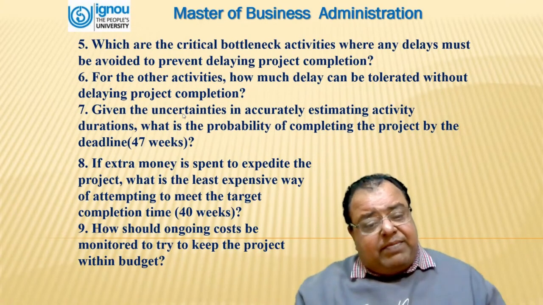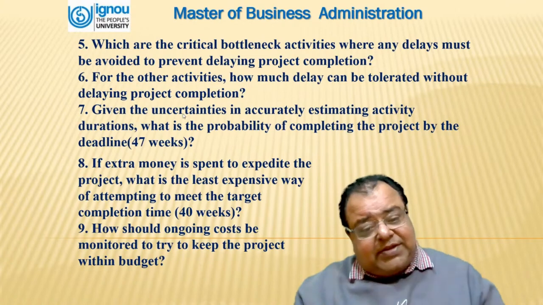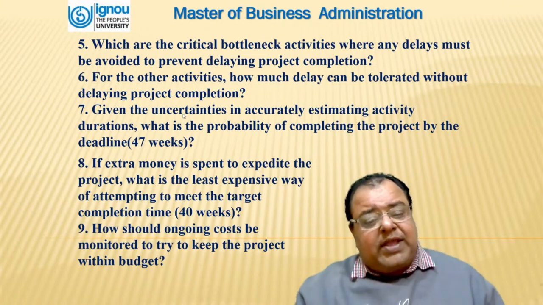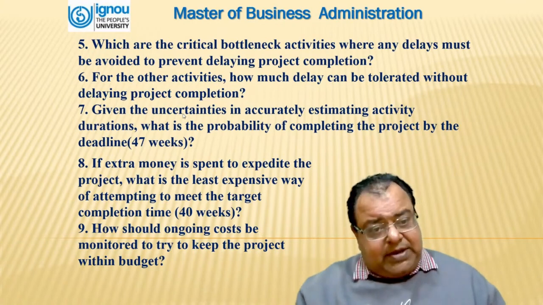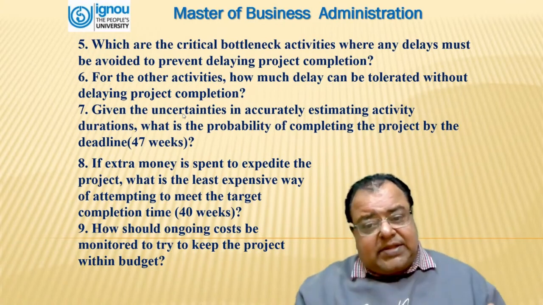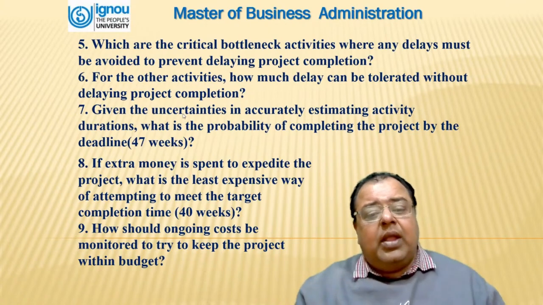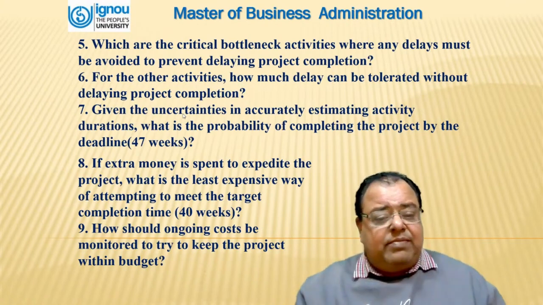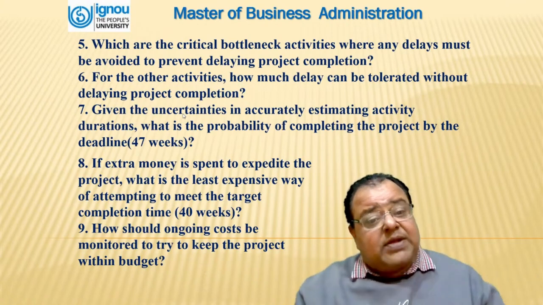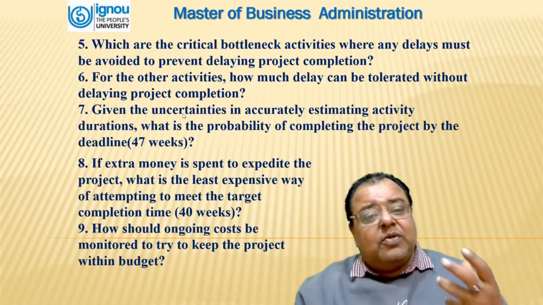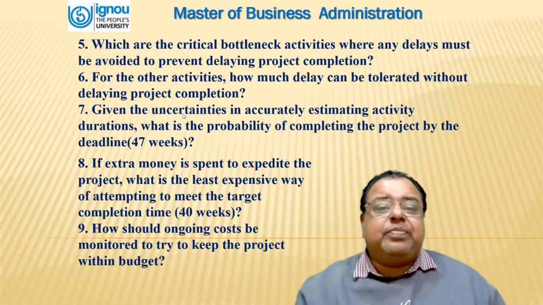the target completion by 40 weeks? How should ongoing cost be monitored to try to keep the project within budget? Here, normally the project has to be completed in 47 weeks, and if we reduce the time to 40 weeks, then how much extra money will be required? This is basically what we will be trying to show you.